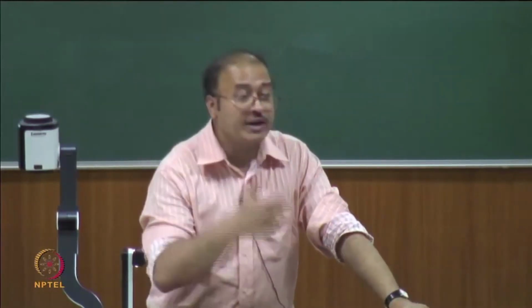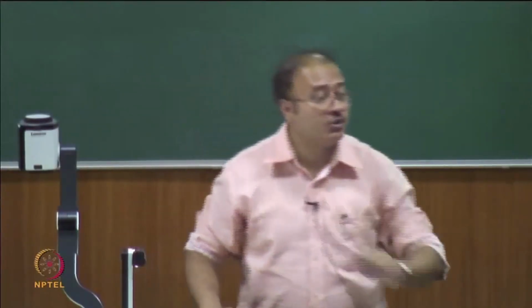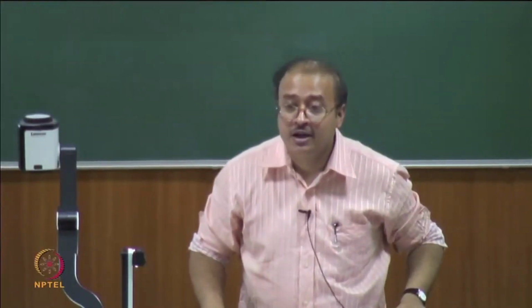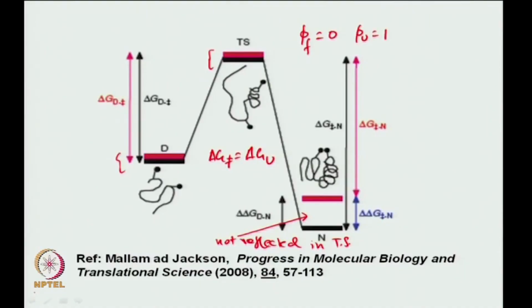If you try to rationalize phi unfolding, or rather phi folding equal to 0, what would you say? If it is phi folding equal to 0, what you would say is that this native state, whatever difference you have, is not reflected in the transition state. Then what would you say? What you would say is that whatever structural region I am looking at by mutation is not formed in the transition state, but is found in the native state. That means that portion in the transition state is still essentially as unstructured as what? The unfolded state. Guys, is it clear or not?